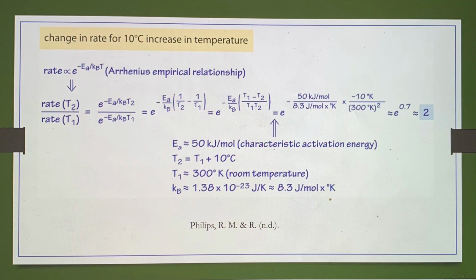The next one is the change in rate for a 10 degrees Celsius increase in temperature. The rate of T2 over the rate of T1 equals 2. So that means the change in rate for a 10 degrees Celsius increase in temperature is 2. As in, the speed doubles for every 10 degrees Celsius increase in temperature.